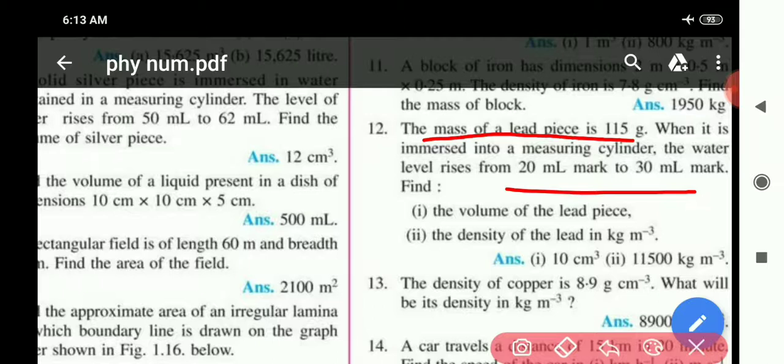Now we have to find the volume of the lead piece and the density of the lead in kg per meter cube. Okay, here the mass is given in gram, so we have to convert it into kg and volume also. Okay, so come to the solution. Question number 12.